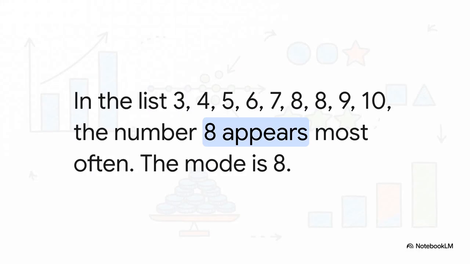So, if we look back at our list of quiz scores, a quick scan tells us that the number 8 shows up twice, but every other number is only there once. Simple as that. The mode for this data is 8.